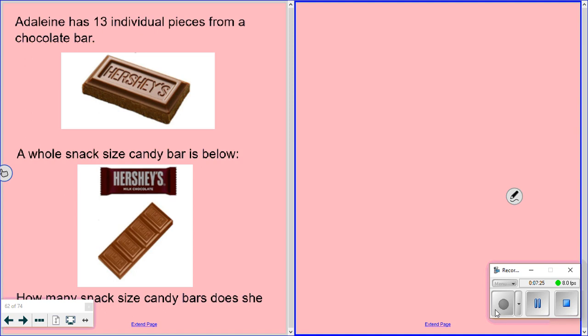Kelly, why did we count out 13 pieces? Because she has 13 individual Hershey pieces. Yeah. So those 13 pieces you have in front of you, you're not touching them. Those are her individual Hershey's pieces. She's going to make snack bars. Well, how many pieces are in a snack bar?